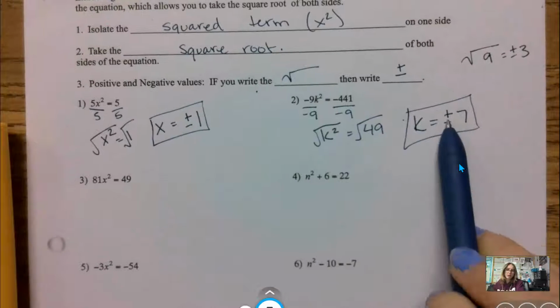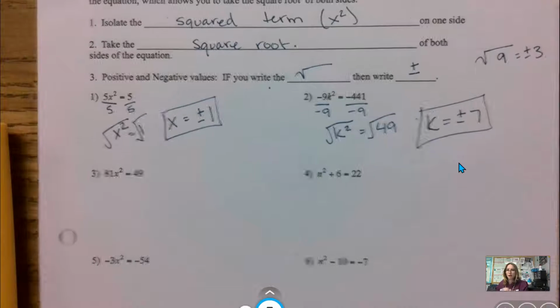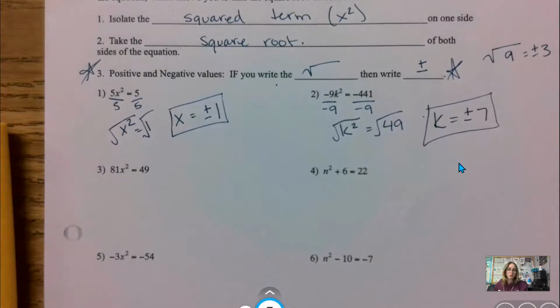And I'm okay with you writing it like this. You don't need to write it separately as k equals positive 7 and k equals negative 7. That's fine. Okay, but this is the most important part. Do not forget to have a positive or negative answer.